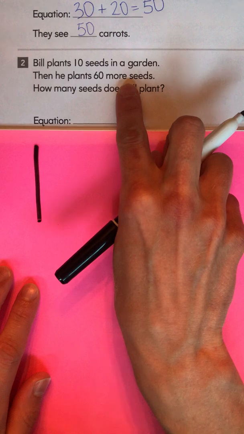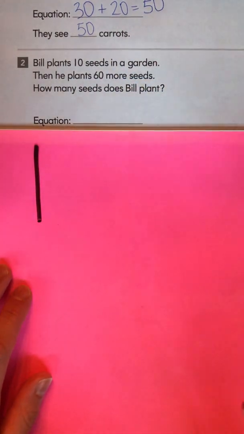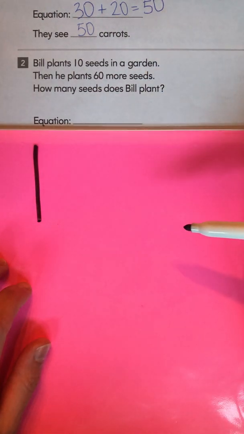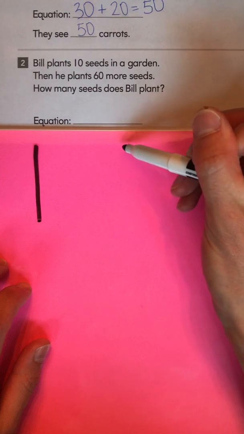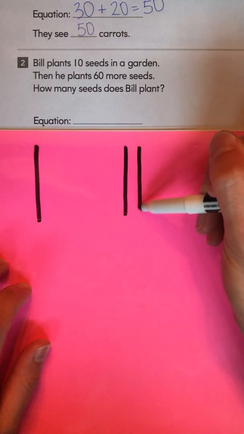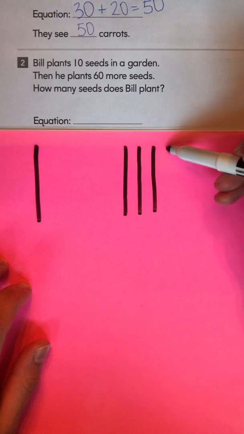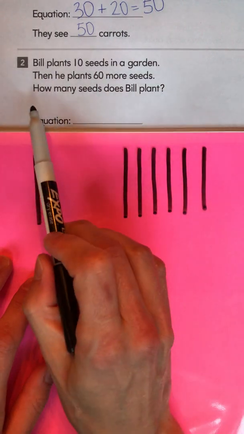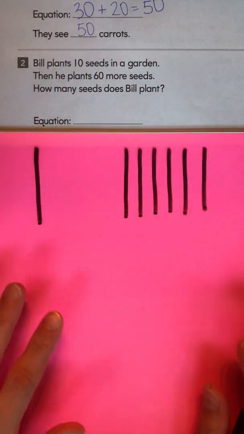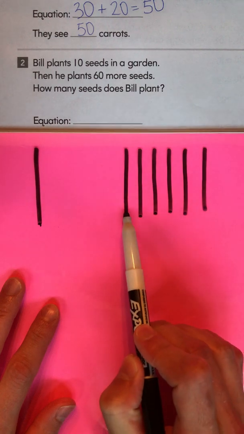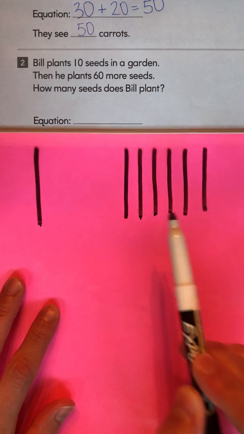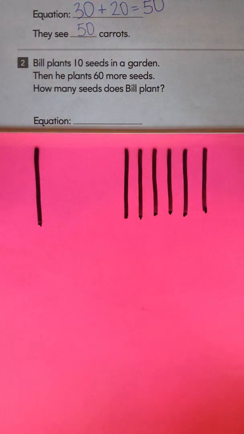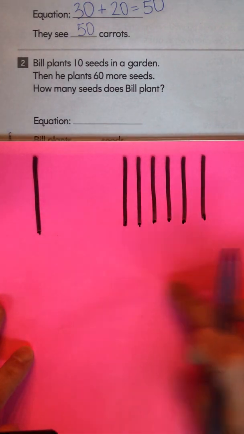Then he plants 60 more seeds. Can you please go ahead and draw 60 more seeds? Okay, friends, great job. So you should have 10, 20, 30, 40, 50, 60. So the question is, how many seeds does Bill plant? Well, let's count together. 10, 20, 30, 40, 50, 60, 70. Excellent job. So we need to write an equation that matches our picture.